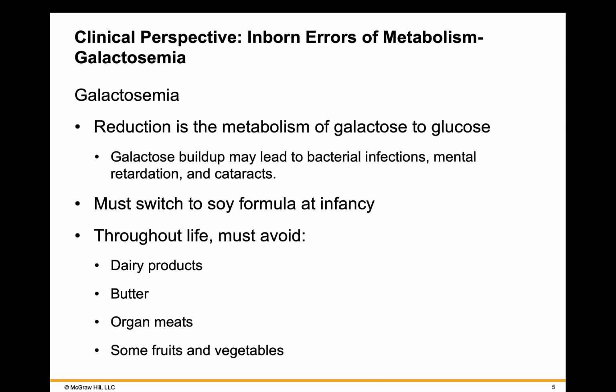Galactosemia. This is a reduction in the metabolism of galactose to glucose. What ends up happening is a buildup of galactose that could lead to bacterial infections, mental retardation, and cataracts. Typically, infants must be switched to soy formula. Throughout life, they must avoid dairy products, butter, organ meats, and some fruits and vegetables.